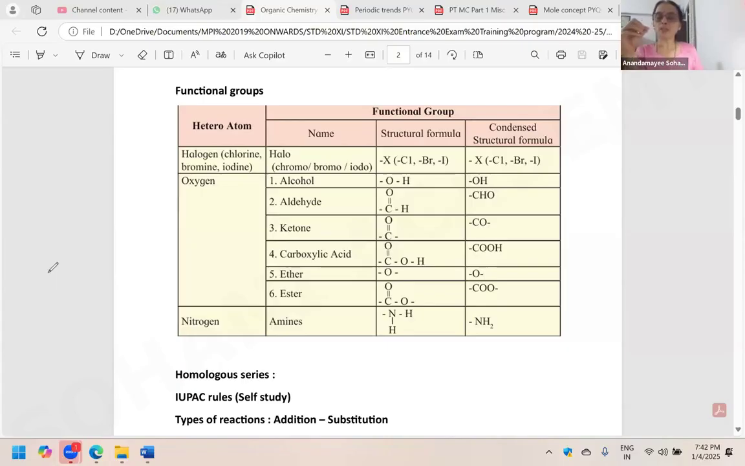We will arrange a special session on IUPAC nomenclature. Whoever wishes to join can join that session. So we will exclusively discuss IUPAC nomenclature in that session.